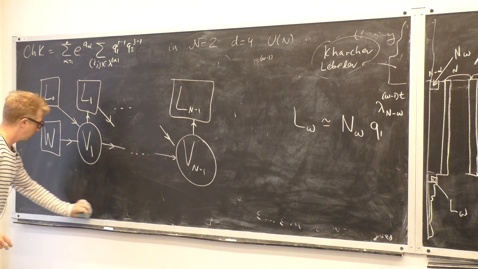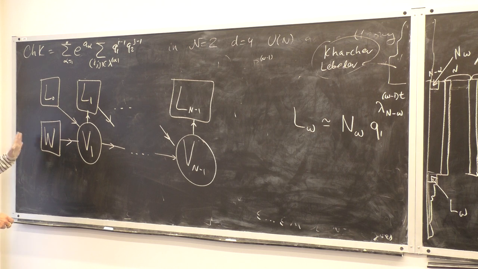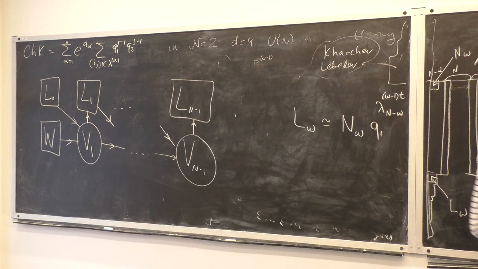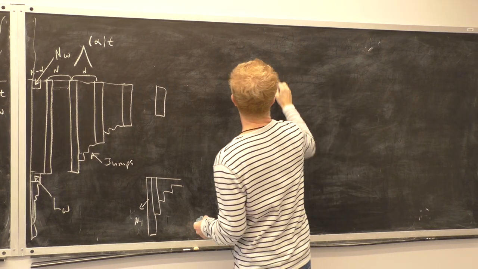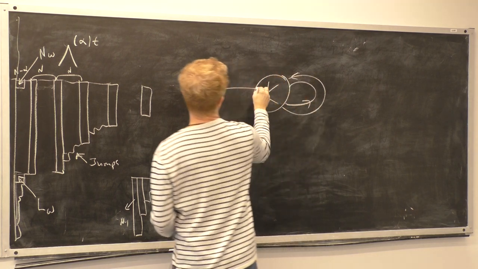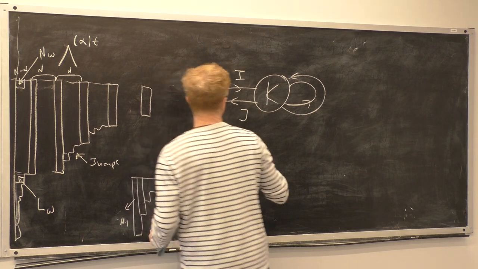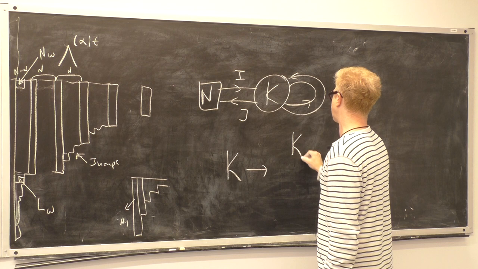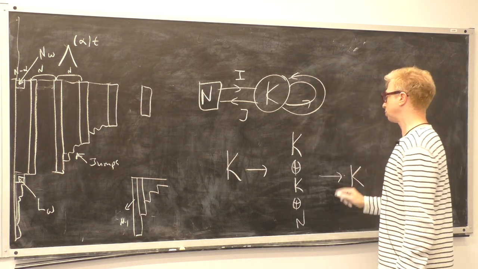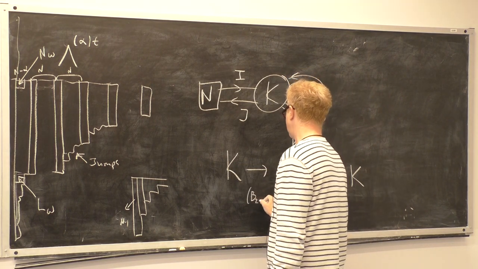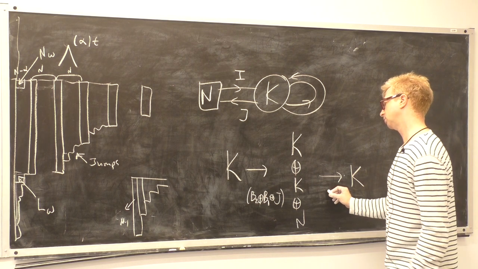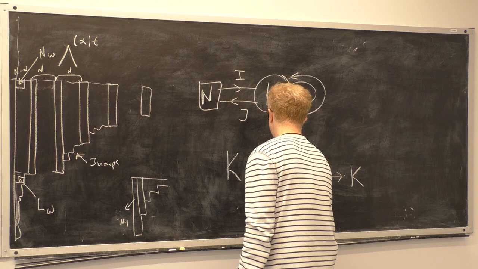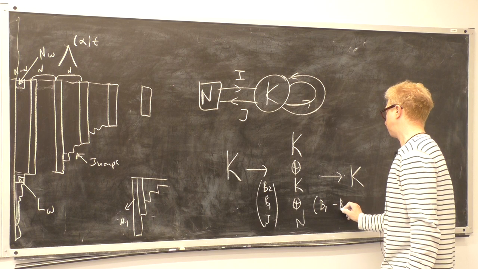Now W and N, what are these? I need to remind you about the tautological complex over the moduli space of instantons. So let's go back to this picture. There's a complex K goes to K plus K plus M goes to K. So this map is B2 plus B1 plus J. And this map, I should write it like a column: B2, B1, J. And here is B1 minus B2, I.